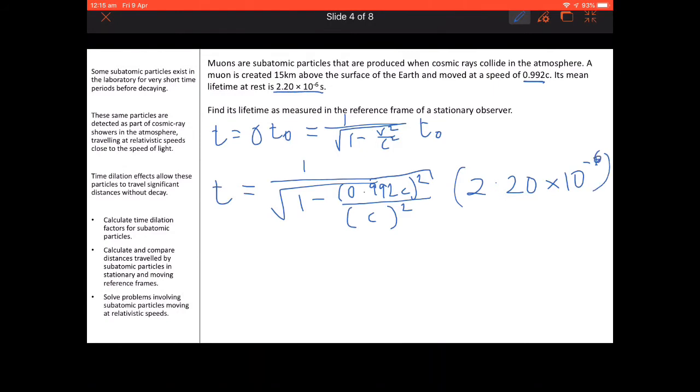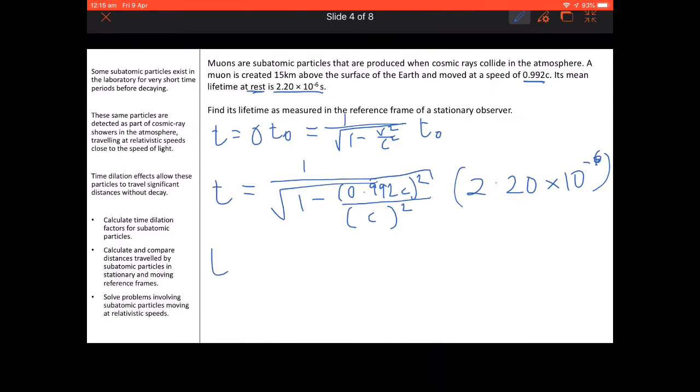So there we go. Even though it does say here its mean lifetime at rest is 2.20 times 10 to the 6, it's at rest in the moving reference frame. So that could be occasionally a point of confusion, but it's more just knowing what reference frame information is specific to.